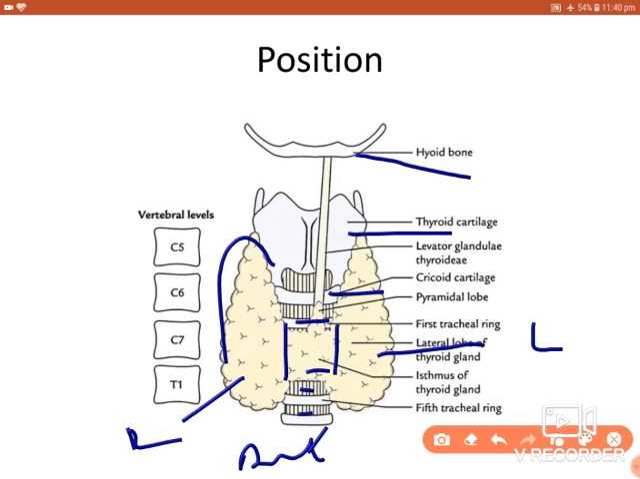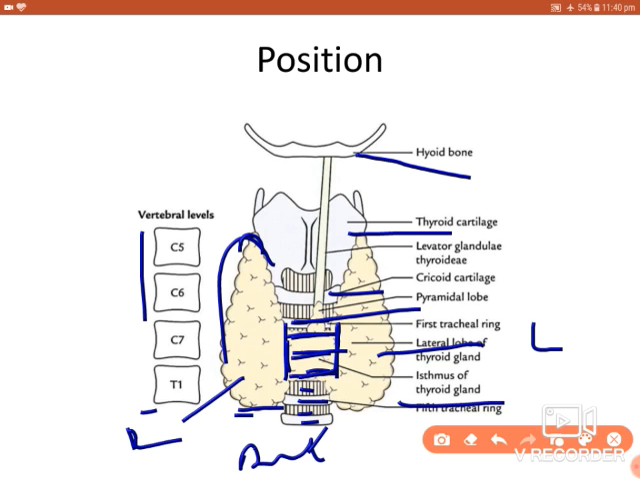This part is the isthmus of the gland, and it relates posteriorly to the C5 to T1 vertebrae. The isthmus is related posteriorly to the second, third, and fourth tracheal rings. Here you can see the first ring, and here the second, third, and fourth. Coming to the lobes of the gland, this part is the apex. This is the base. The base is related to the fifth or sixth tracheal rings.